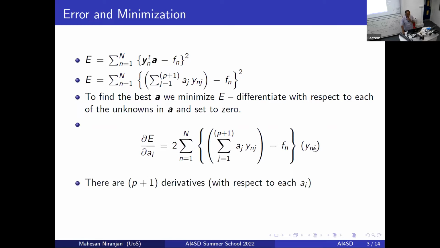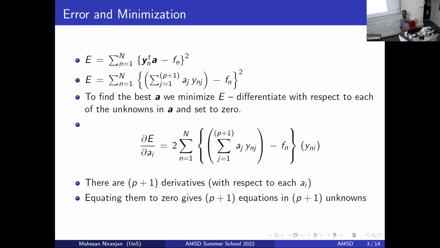But what this would give me is P plus 1 derivatives, obtained as derivatives with respect to each of the AIs, A1, A2, A3, up to AP plus 1. And on the right-hand side here, on these expansions, I have all the A1, A2, up to AP plus 1. So when I equate this to 0, you should understand there are P plus 1 equations and P plus 1 unknowns. And that's what's important here.